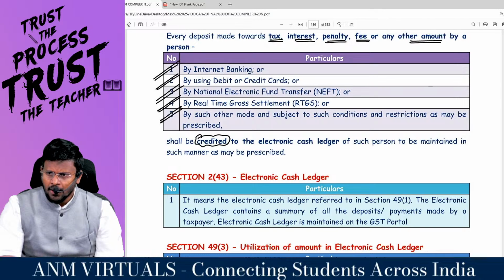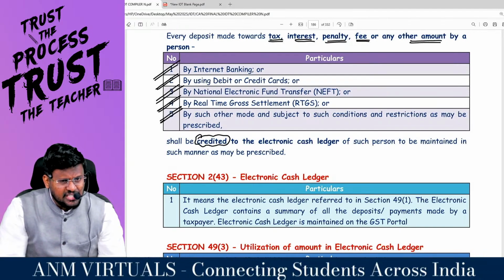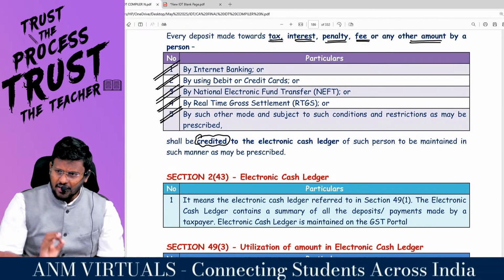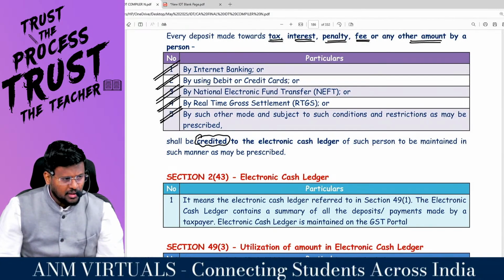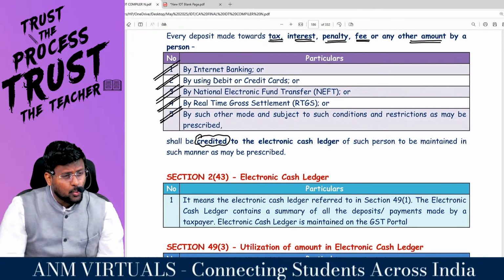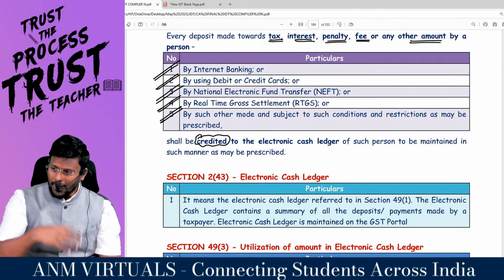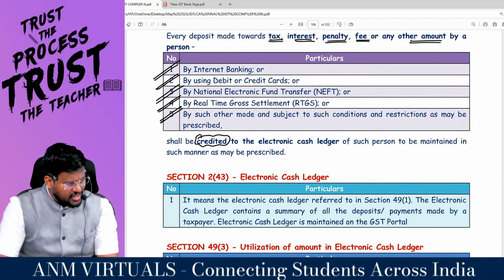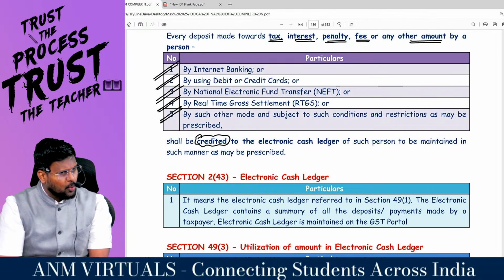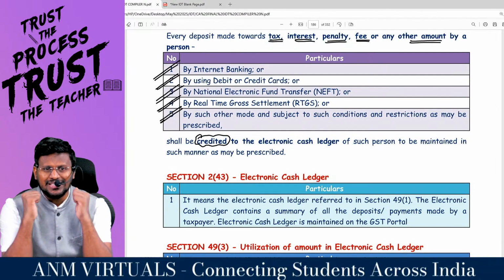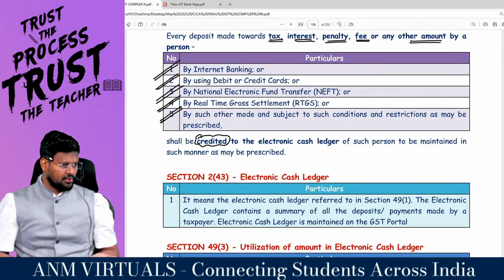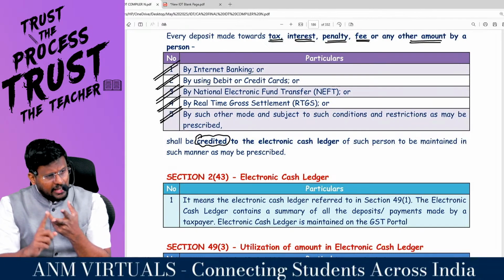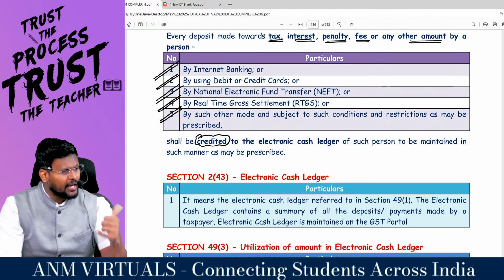That means, sir, do you think that A&M Classes has registered under GST? Yes, sir. So have we got a GSTIN? Yes, sir. So we will be having an electronic cash ledger. Monthly we are paying GST. Once we deposit any amount, my dear lovable students, it will go and sit in the electronic cash ledger. For what purpose will we deposit the money? For the purpose of payment of tax, interest, penalty, fees or any other payment.